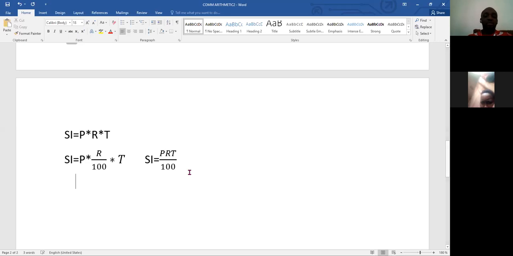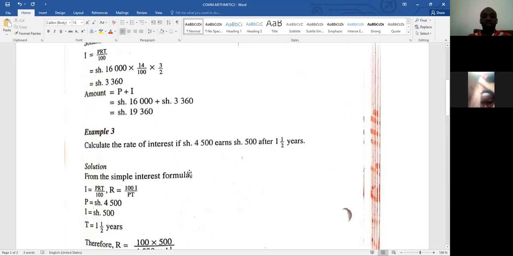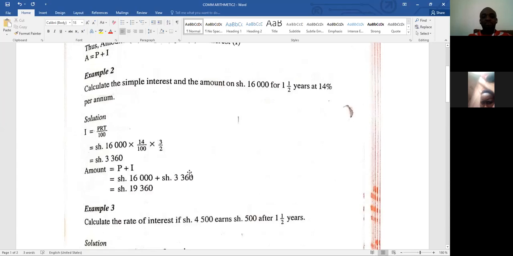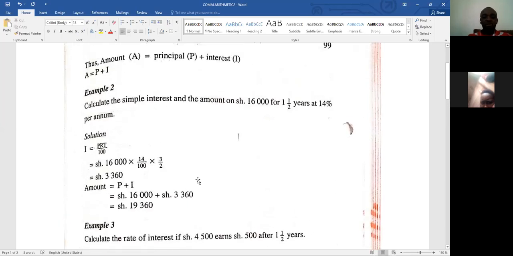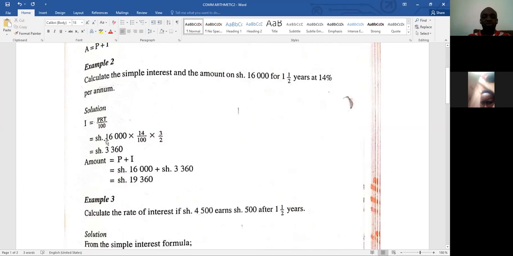This one is a very simple case. Like the examples we have here, for example, in this question that I've picked, instead of being told to calculate the simple interest, the question is: calculate the simple interest and the amount on 16,000 shillings for 1.5 years at 14% per annum. Here we have been told the figure 16,000.